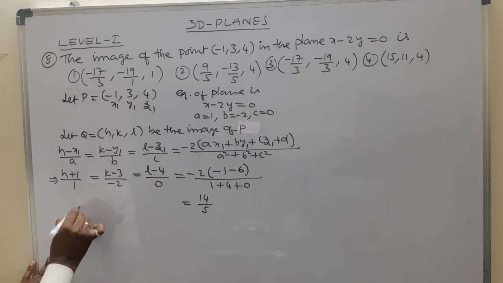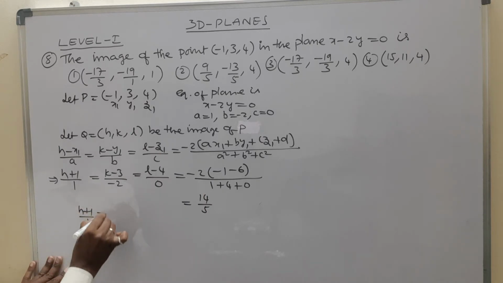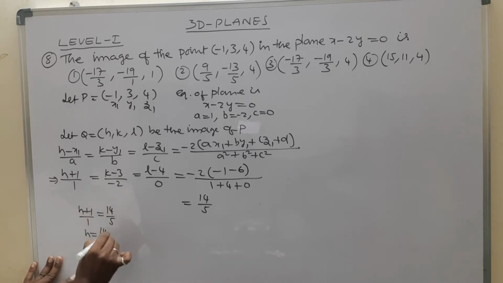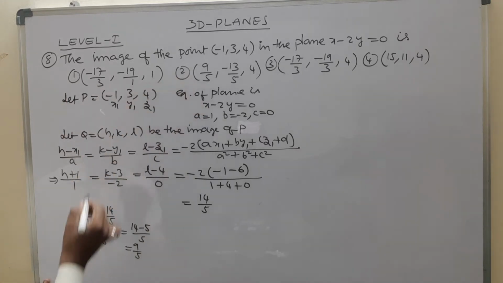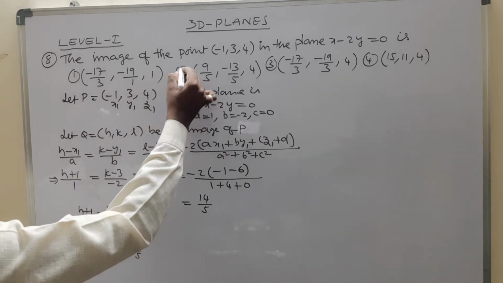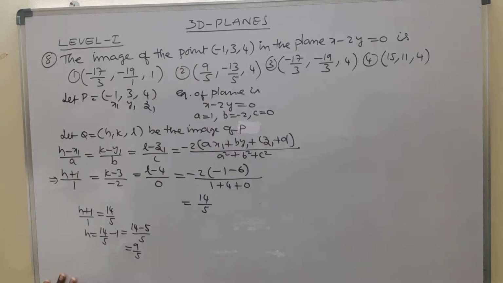h + 1 by 1 is equal to 14 by 5. So h = 14/5 - 1. Taking 5 as the LCM, (14 - 5)/5 = 9/5. Looking at the options, 9 by 5 is the second option. This second option is correct.